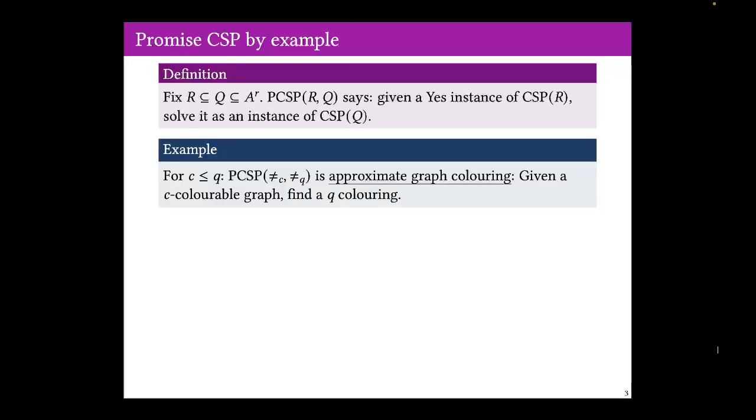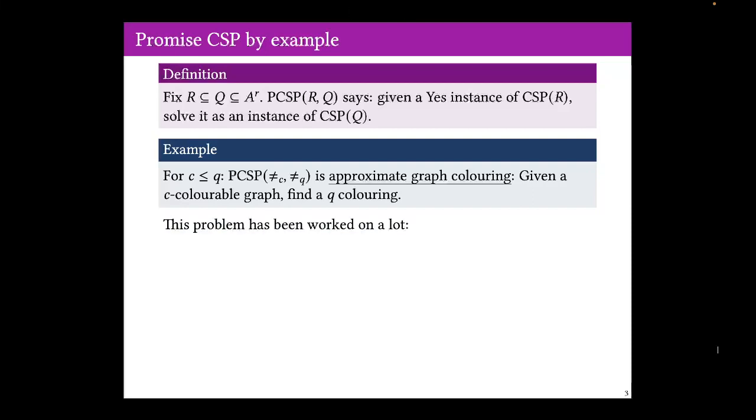For example, let's fix C less than or equal to Q. Then PCSP of not equal C, comma, not equal Q is approximate graph coloring. Given a C colorable graph, in other words, a yes instance of CSP of not equal C, our goal is to find a Q coloring. In other words, a solution to the instance if we interpret it as an instance of CSP of not equal Q.